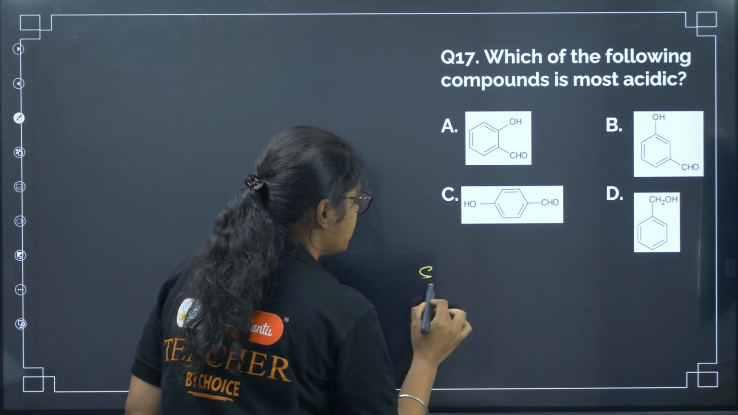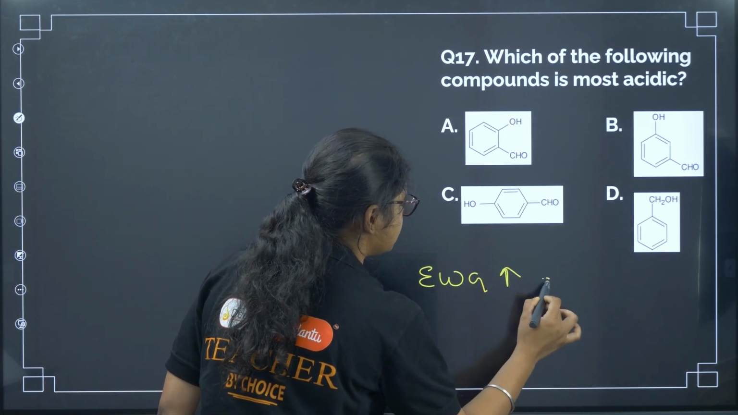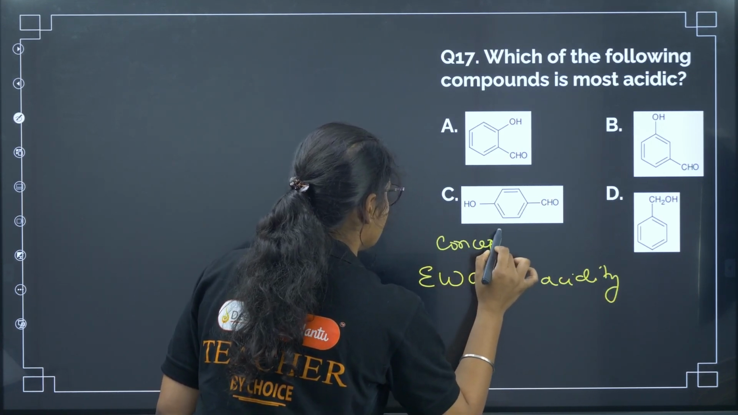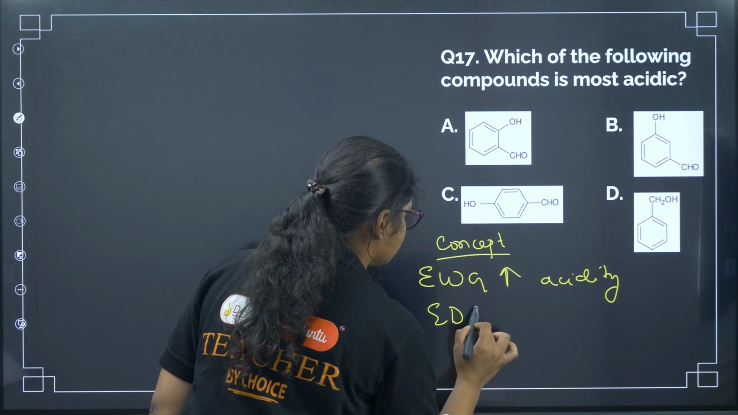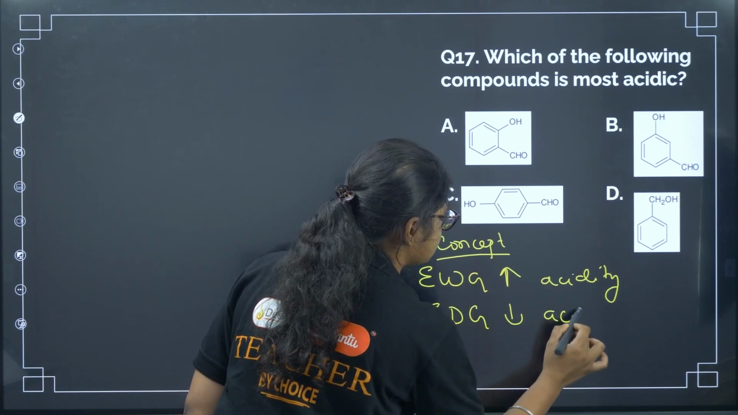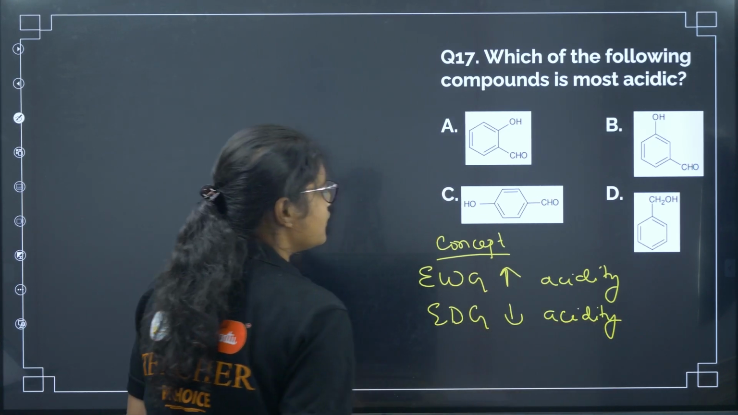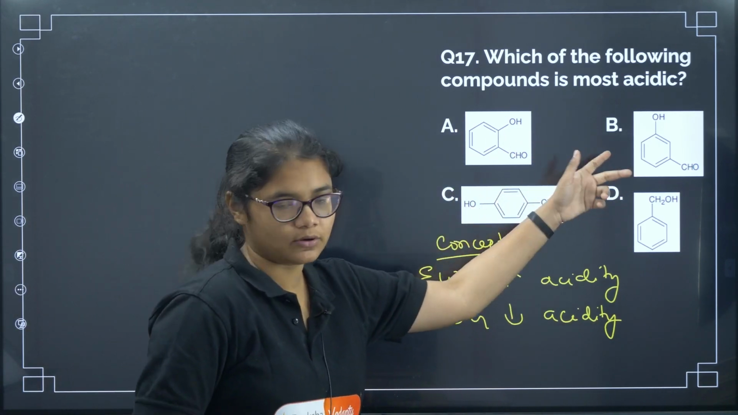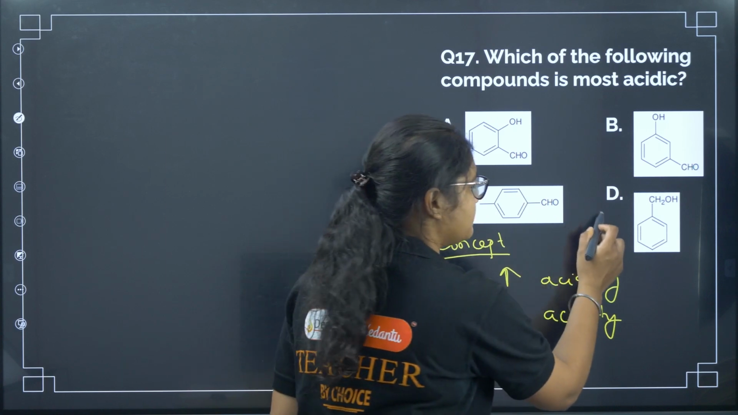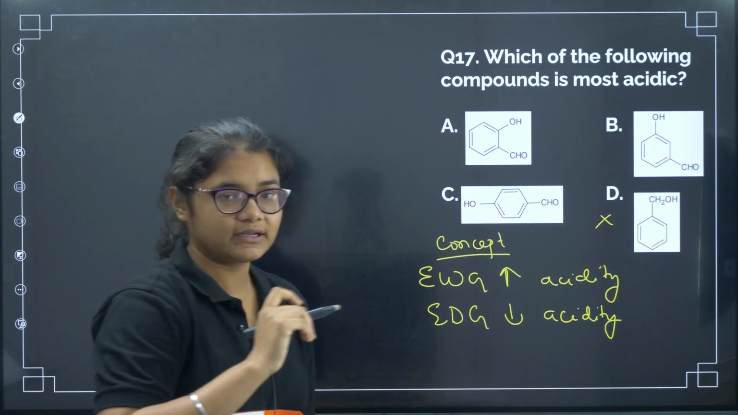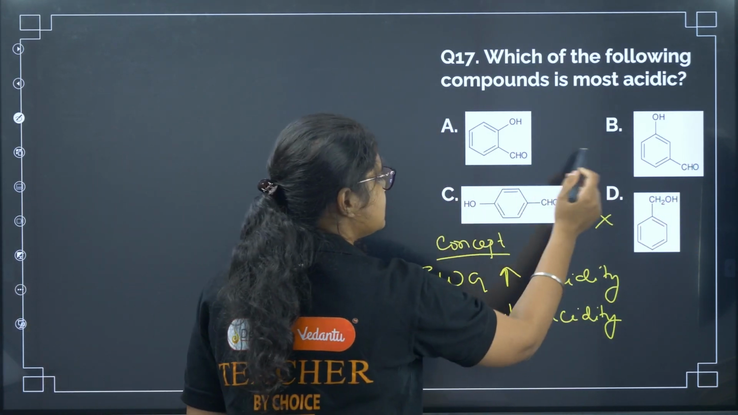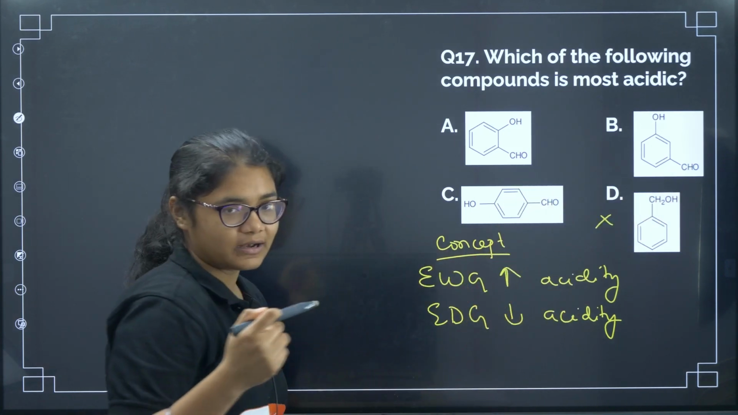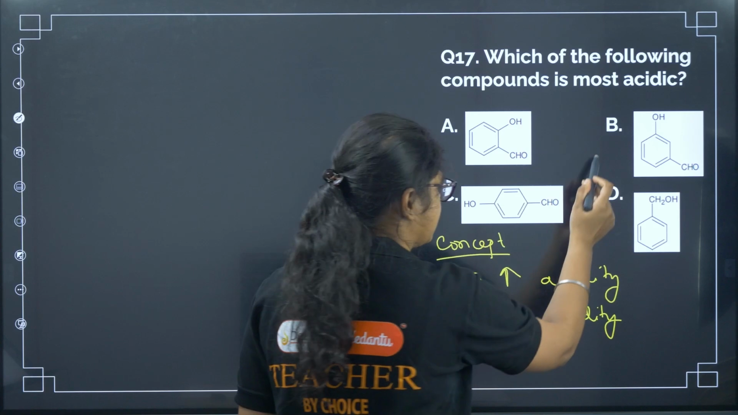First of all, you should know that an electron withdrawing group will increase the acidity, and an electron donating group will decrease the acidity. Now if you see here, all the groups are the same, the CHO group is present in all of them. This one we can eliminate because the conjugate base formed here is unstable. Now in the meta position it cannot have electron withdrawing effect by resonance, so we can eliminate these two.